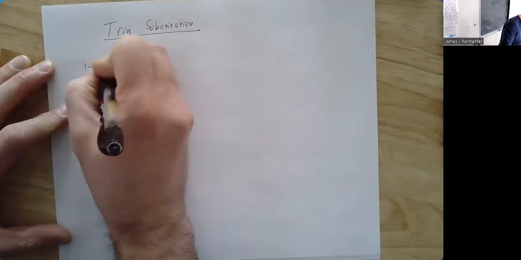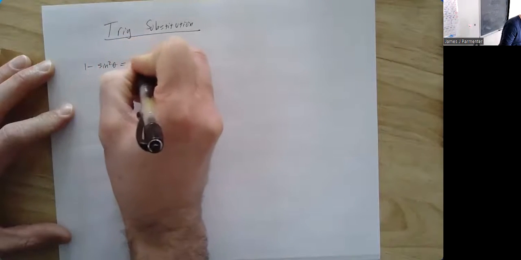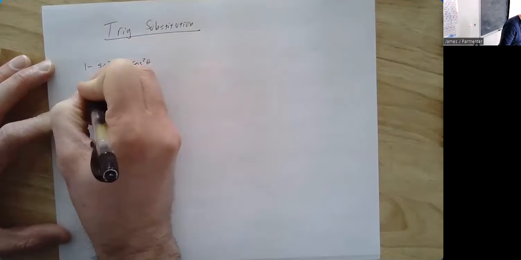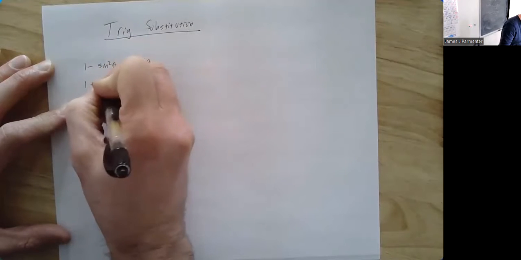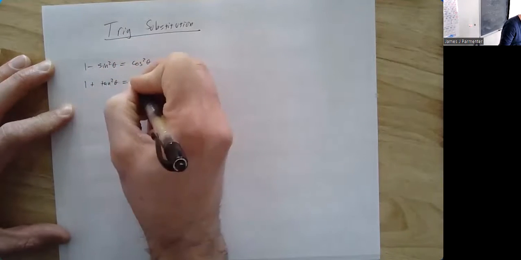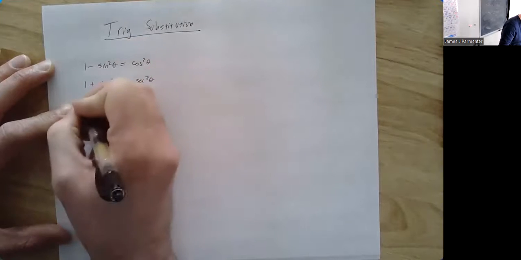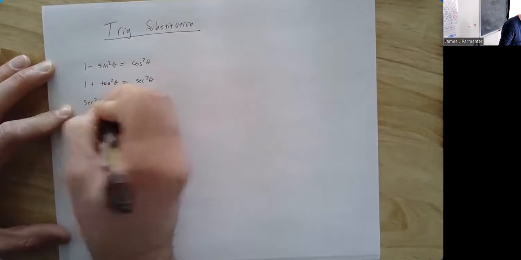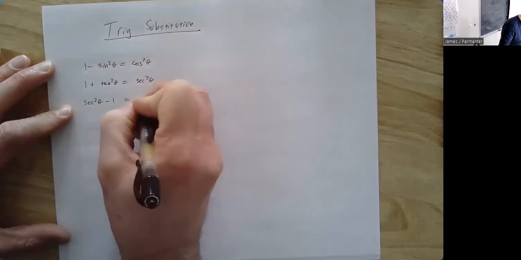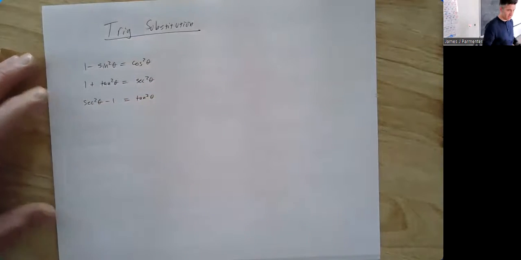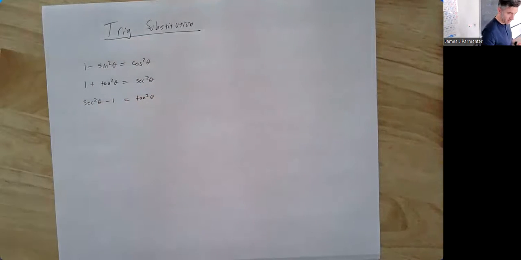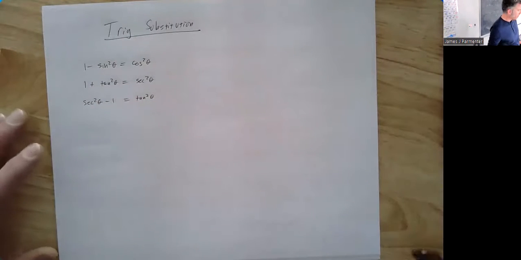1 minus sine squared theta is equal to cosine squared theta. 1 plus tangent squared theta is equal to secant squared theta. And secant squared theta minus 1 is equal to tangent squared theta. Now, I know those last two are really the same, which is totally fine. But the reason that we keep these all in mind is because they're going to tell us what to substitute.